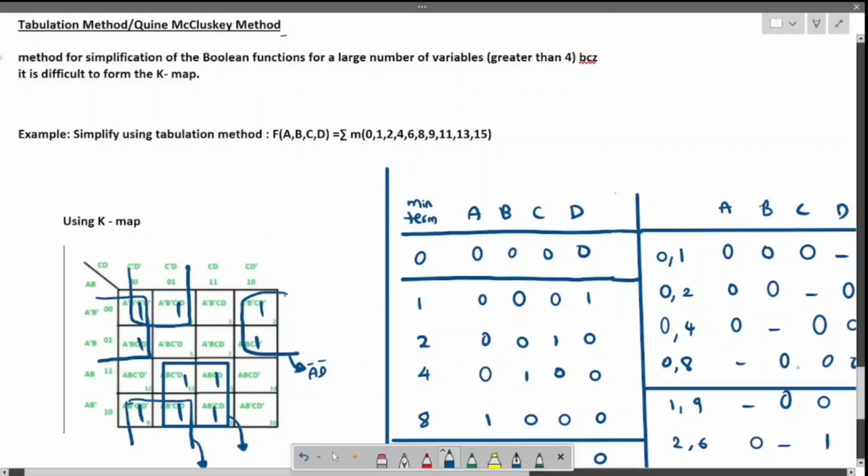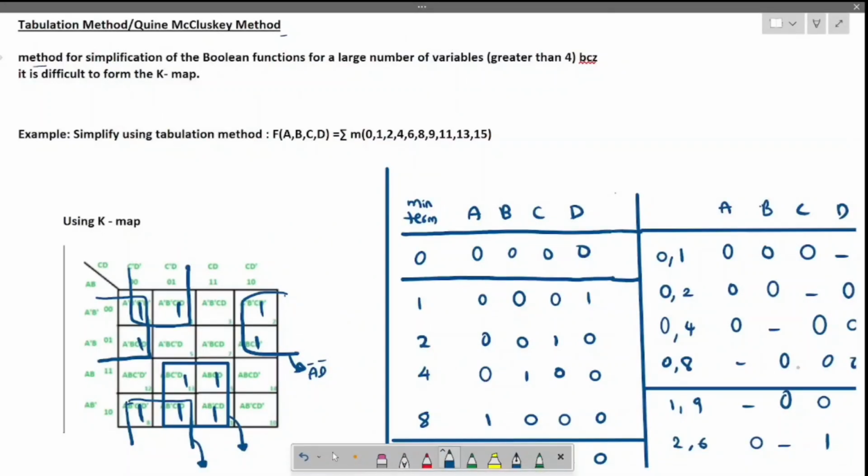Tabulation is a method for simplification of Boolean functions. Every method, like K-map and others, is used to simplify Boolean expressions or Boolean functions. Tabulation is used for a large number of variables, mostly for greater than 4, because it is difficult to form the K-map.